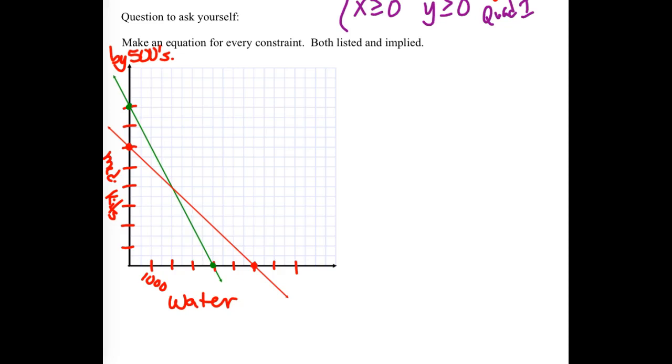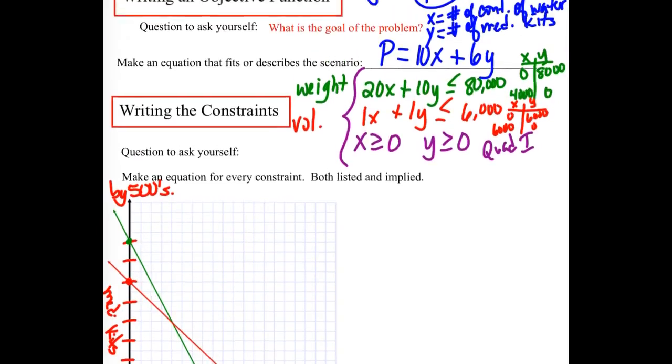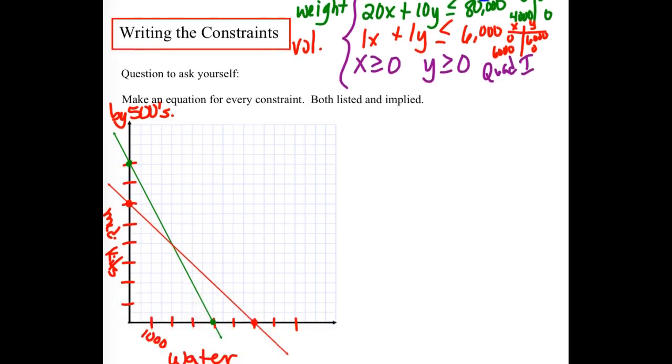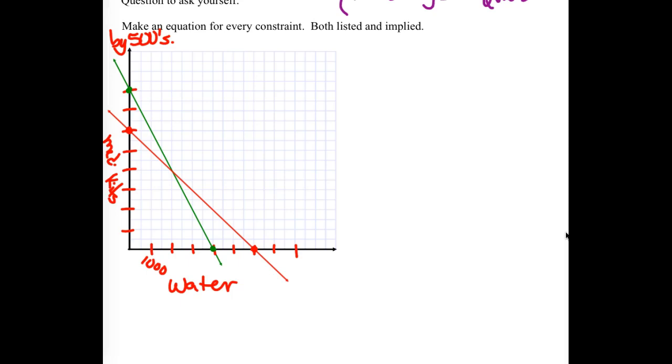Are we looking at shading underneath the lines or away from the origin? Based on our inequalities. The origin works in these, right? So we are shading towards the origin, but we have to stay in quadrant 1. So our region that we're looking at would be this part. Okay. What's our next step? Find the vertices.